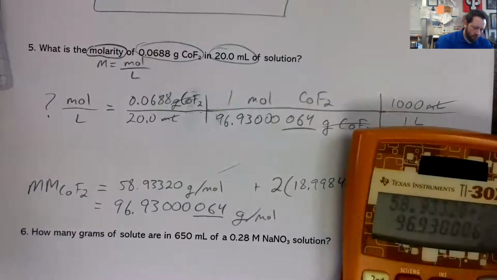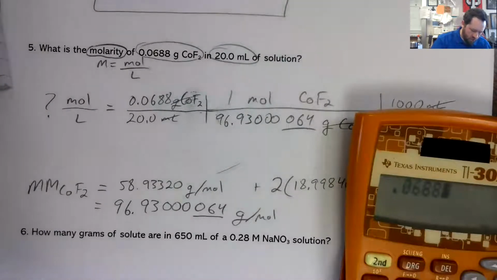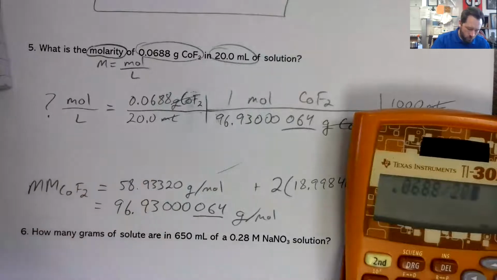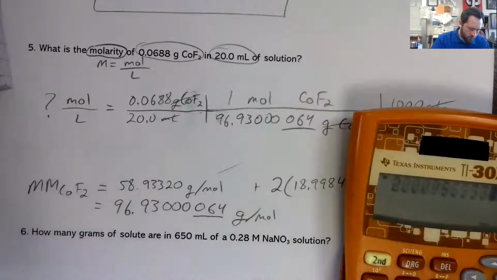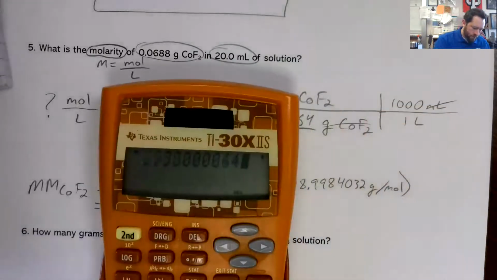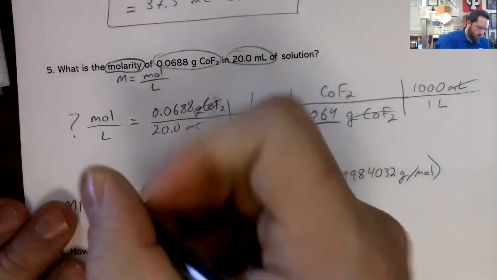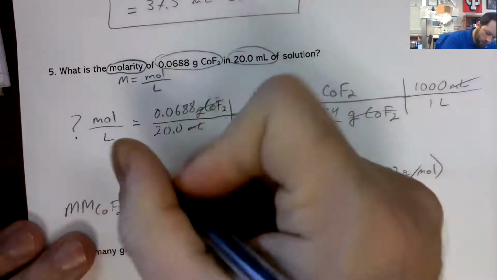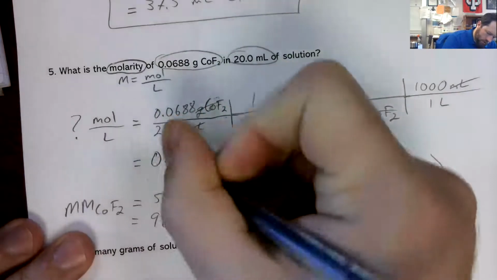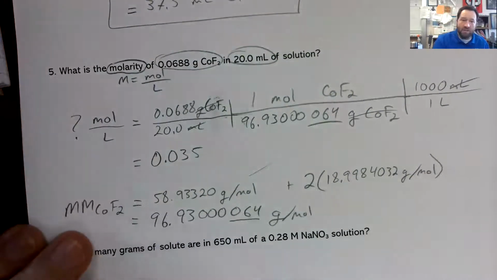We can calculate, we can crunch, we can come up with the number here: 0.0688 divided by 20, divided by 96.9300064, times 1,000. Hit the compute button and we're going to get a molarity of 0.035. Let's double check our significant digits.